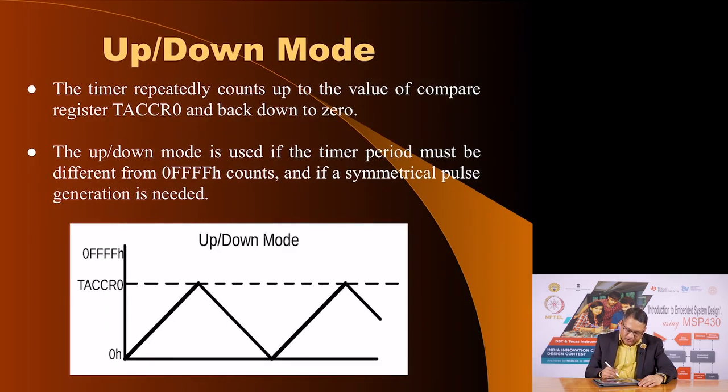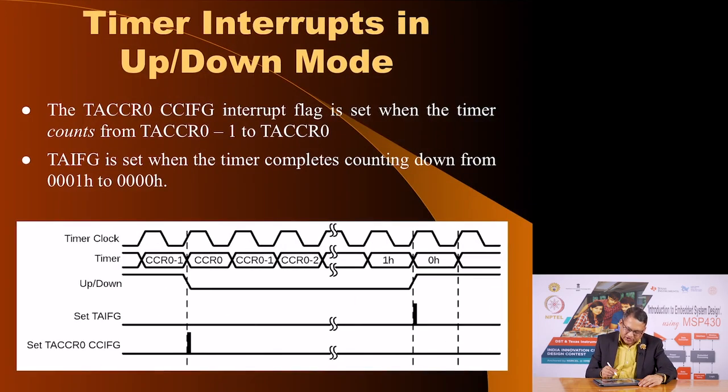In the up down mode it goes from 0 to the maximum value set in this register, and once it reaches there it decrements until it reaches 0. In this mode it is going to generate an interrupt when it is just reaching that value and when it is reaching 0.